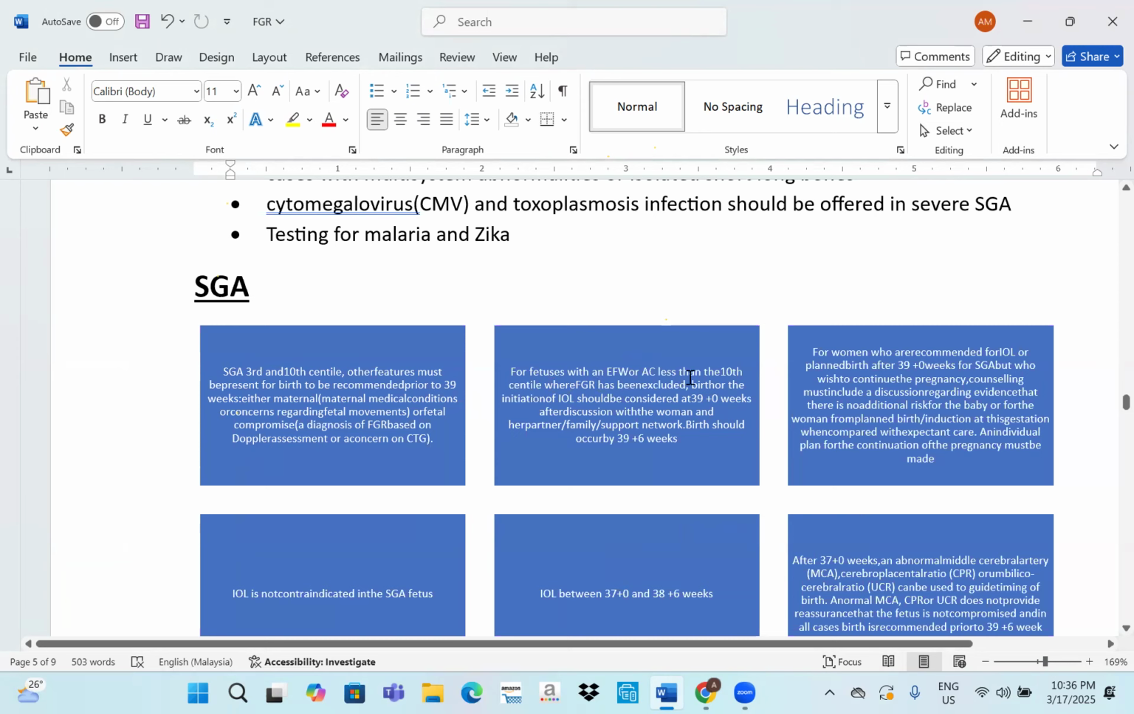For a fetus with an estimated fetal weight or abdominal circumference less than the 10th centile, where FGR has been excluded, birth or the initiation of induction of labor should be considered at 39 weeks. Okay. And birth should occur by 39 plus 6. Okay. So if there is no other risk factor, but if the SGA fetus is present along with some other risk factor like a maternal condition, then you can start planning for the birth prior to 39 weeks. Is this point clear? For which patient up to 39 plus 6? For which patient prior to 39 weeks? Clear? This we are talking about SGA. Okay.